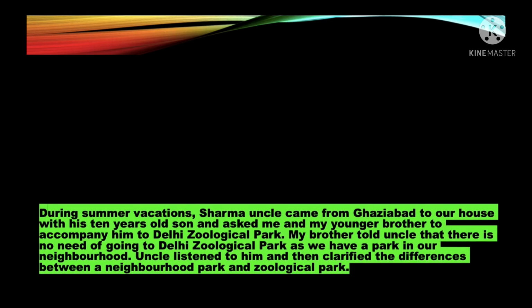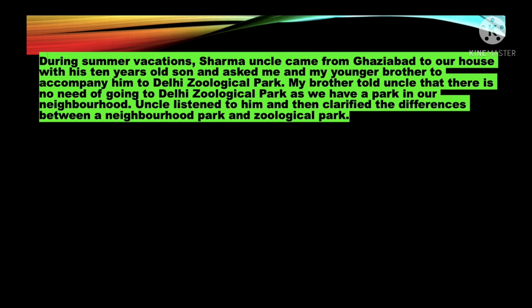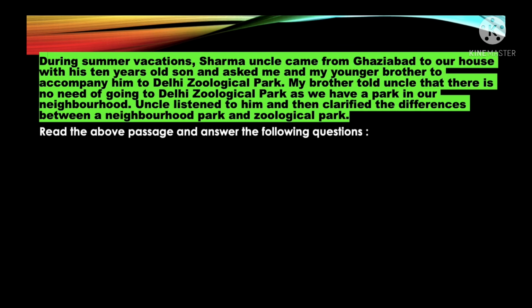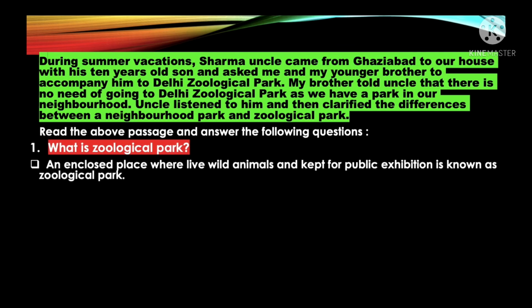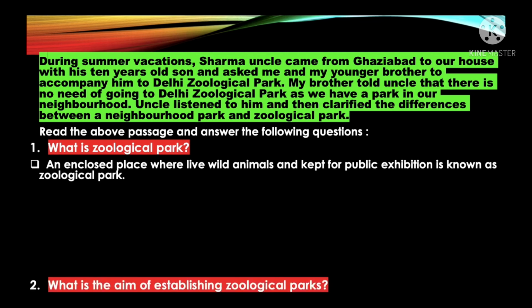Now, the next paragraph is: During summer vacation, Sharma uncle came from Ghaziabad to our house with his 10 year old son and asked me and my younger brother to accompany him to Delhi Zoological Park. My brother told uncle that there is no need of going to Delhi Zoological Park as we have a park in our neighborhood. Uncle listened to him and then clarified the differences between a neighborhood park and a zoological park. So, what is a zoological park? An enclosed place where live wild animals are kept for public exhibition is known as a zoological park.